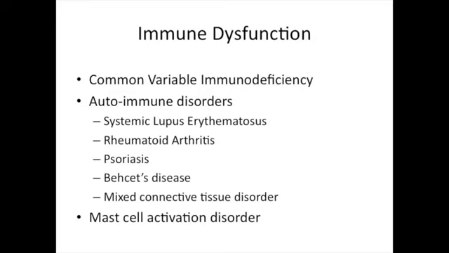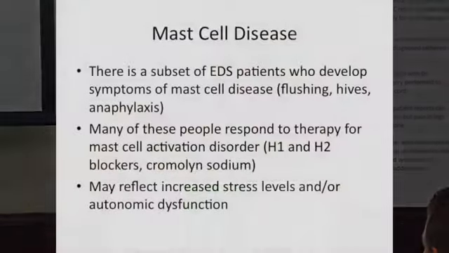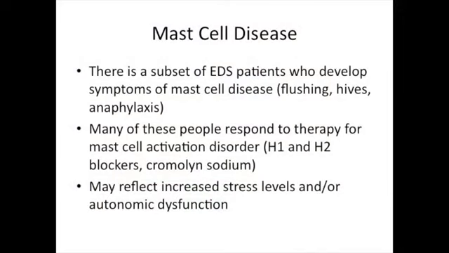And then I think we can put mast cell activation disorder in there because really the mast cells, with their excessive activation, that is a dysfunctional reaction. And this mast cell disease doesn't occur in everybody, but there is a subset of patients who develop flushing, hives, anaphylaxis, profound reactions to both foods and medications, environmental stimuli. And many of these people respond very well to therapy for mast cell activation disorder. We give them H1 and H2 blockers and cromolyn sodium.